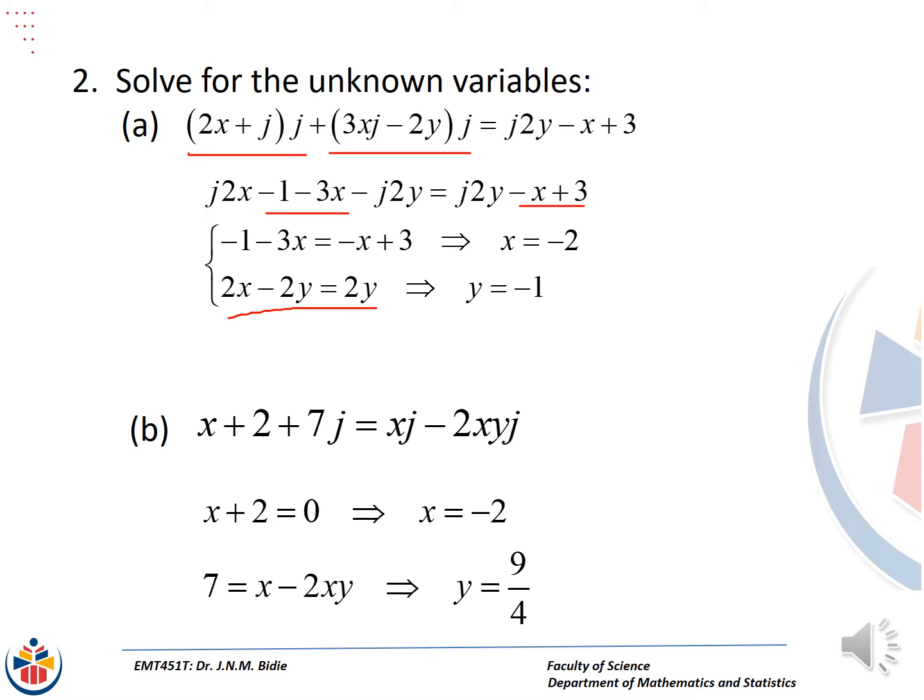same story. The imaginary part, 7, is equal to x minus 2xy. And we note that on the right-hand side we don't have the real term that does not have j, so therefore x plus 2 is equal to 0. So that gives us the value for x to be negative 2, and then we take this, substitute in the second equation, and get y equal to 9 divided by 4.